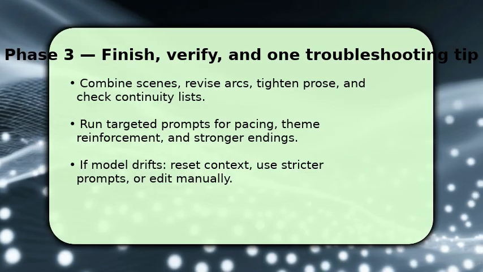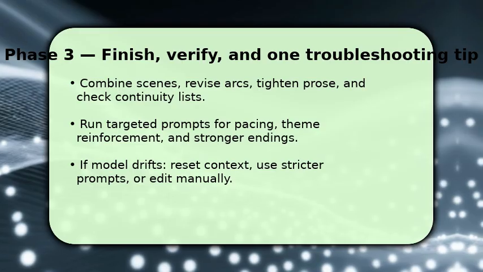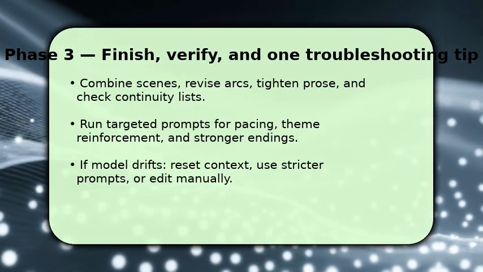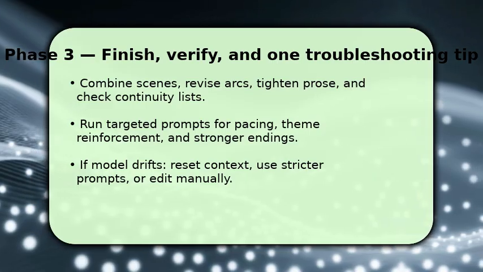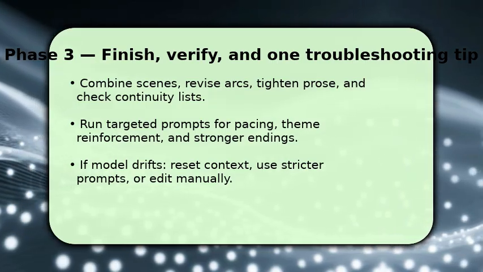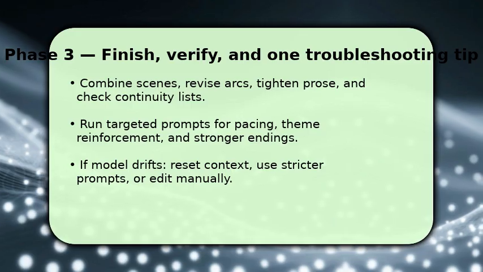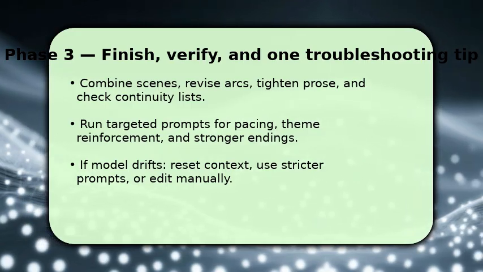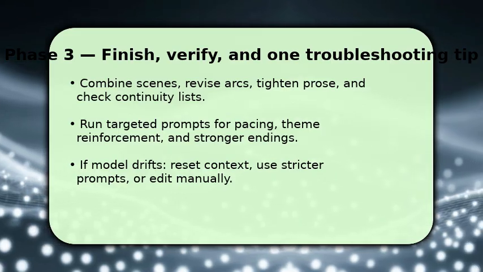Use focus prompts to revise openings, sharpen dialogue, and craft a resonant ending so the story lands. Then export into your preferred format and run a final continuity check. Fix character or timeline slips directly. If things go wrong, the model drifts or repeats, reset the context, apply stricter constraints, or perform manual edits. Doing so preserves voice and keeps momentum.